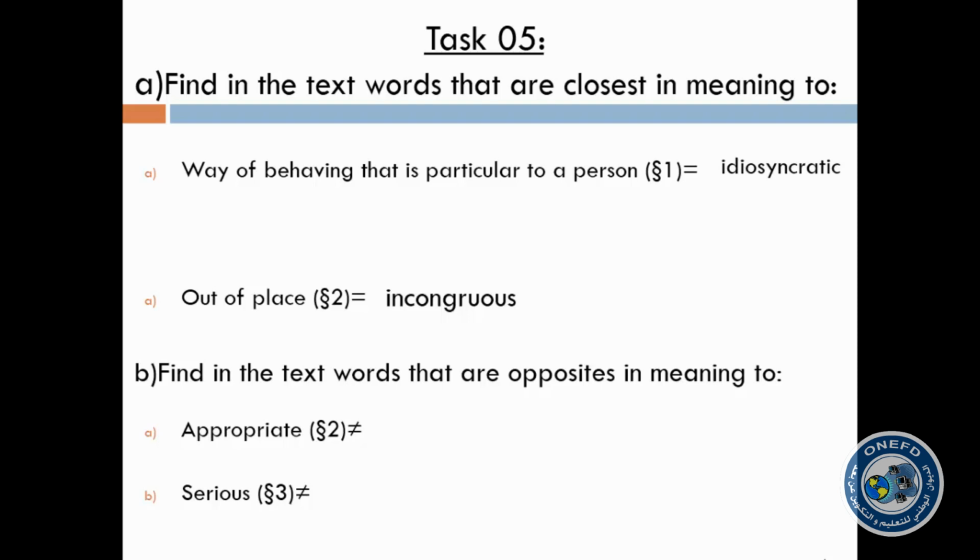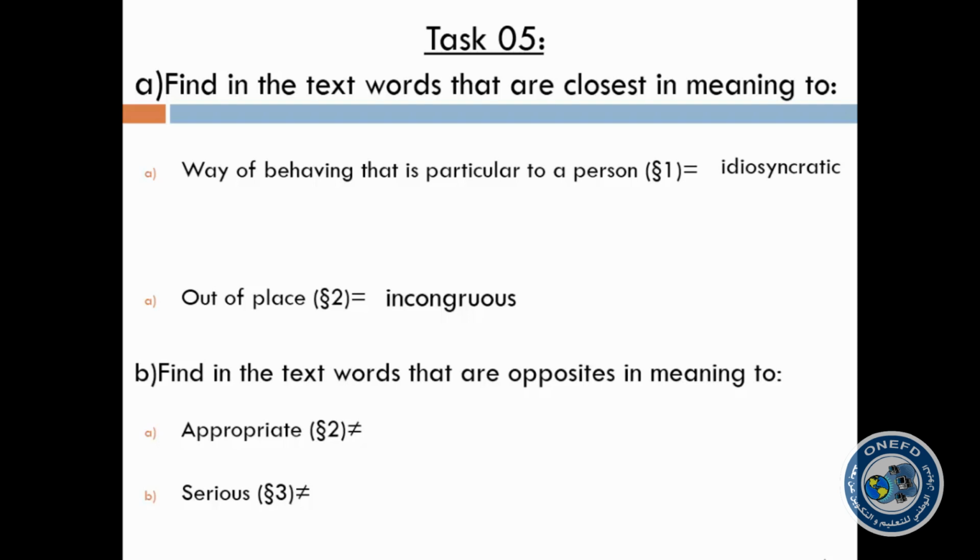So part B, find in the text words that are opposites in meaning to A, appropriate in paragraph 2 and serious in paragraph 3. So you have to go back to the paragraphs in order to find the words that are opposite in meaning to appropriate and to serious. So feel free to pause the video to do the activity.